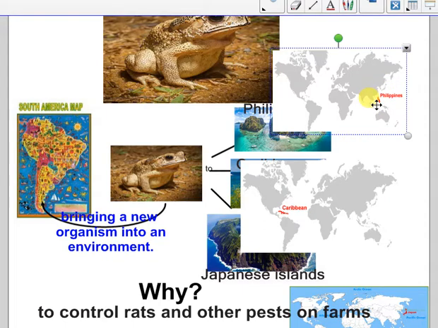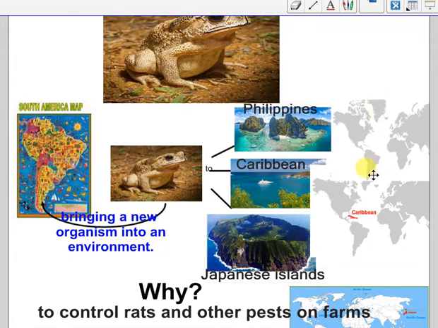The Philippines island is in the north or south? In the south. East or west? In the east. So the Philippines is in the southeast. Yes, southeast. And the Caribbean is in the southwest. Right? Okay.